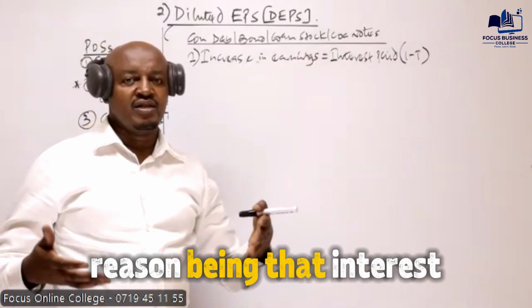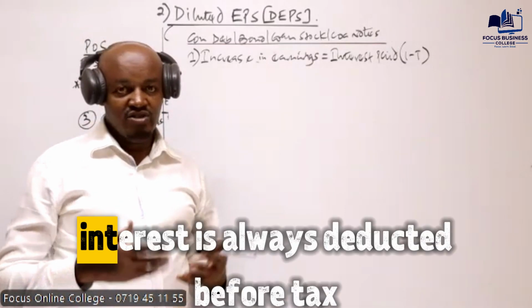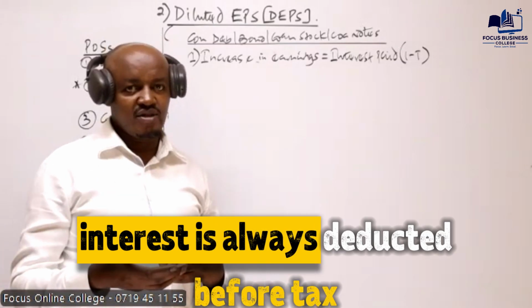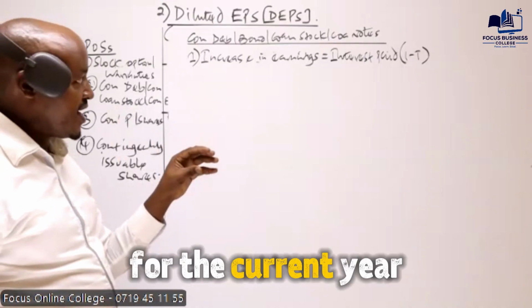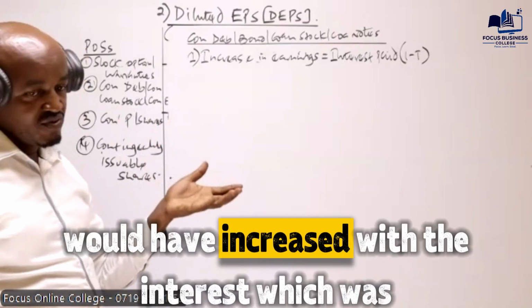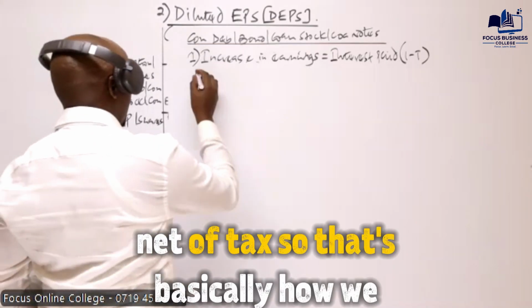The reason being that interest, we know, is an allowable expense. In other terms, interest is always deducted before tax. So the profit for the current year would have increased by the interest which was paid, but net of tax. So that's basically how we compute that.